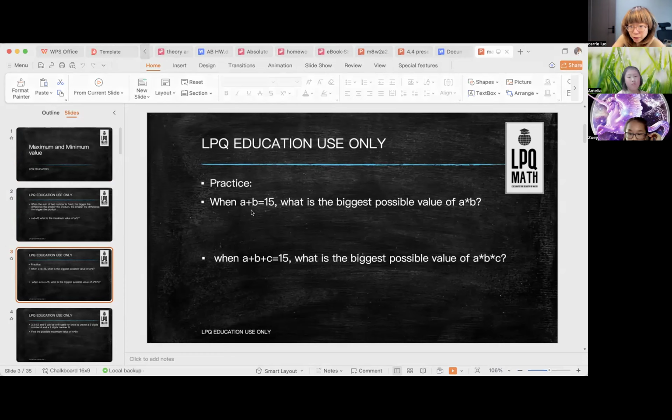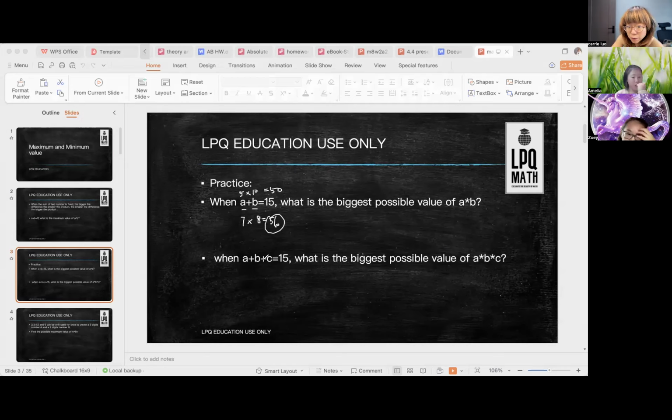Because a plus b equals 15, the sum is fixed, right, Zoe and Amelia? So the closer, the better. And I want a and b to be integers. So I can make a equals 7 and b equals 8. So the biggest product will be 56. You can check 5 and 10: 5 times 10 is only 50. Get it, Amelia? So the biggest value of a times b is 56.